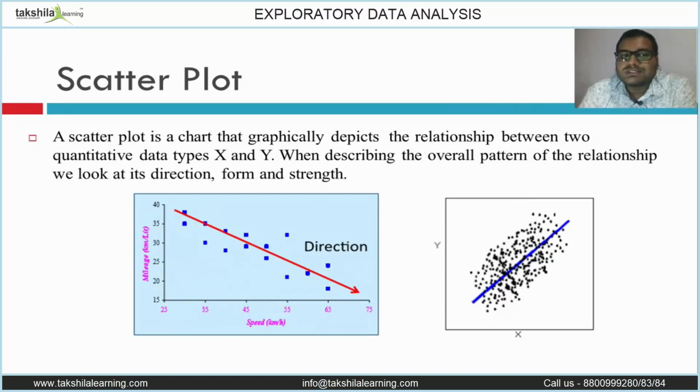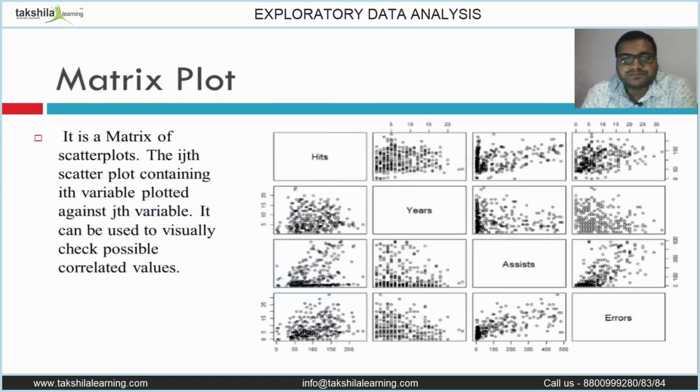Okay, so this is the scatter plot, where we find the relationship between two quantitative data types, x and y. These also come under bivariate analysis. Then we have the matrix plot. A matrix plot is also a kind of scatter plot, but here we have an i and j. If I take the vertical as i, then the horizontal will be j.